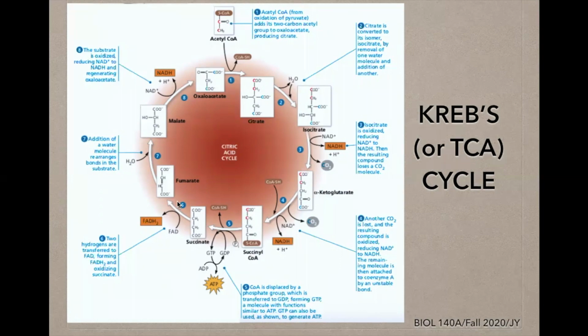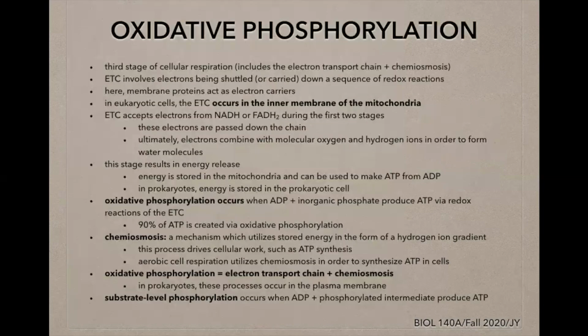So next we have oxidative phosphorylation. Now this is the 3rd stage of cell respiration. Oxidative phosphorylation includes the electron transport chain and chemiosmosis. Some information about the electron transport chain. The electron transport chain involves the movement of electrons down a sequence of redox reactions. And here membrane proteins act as the electron carriers.